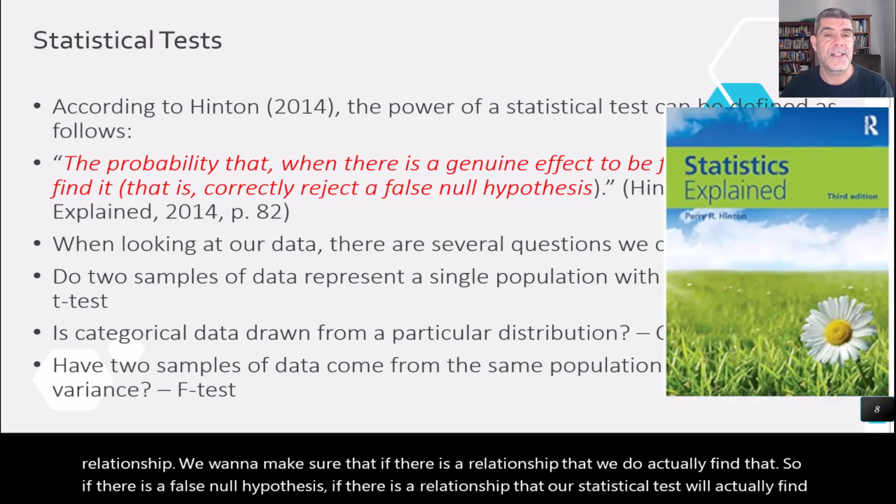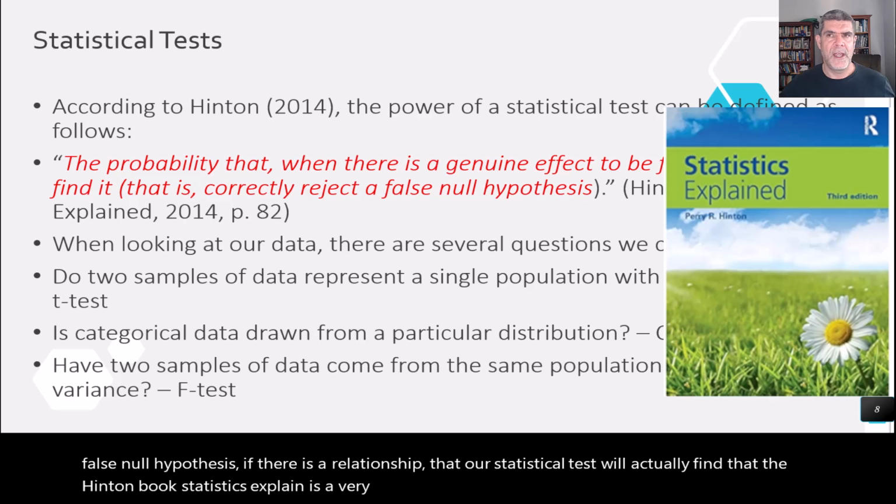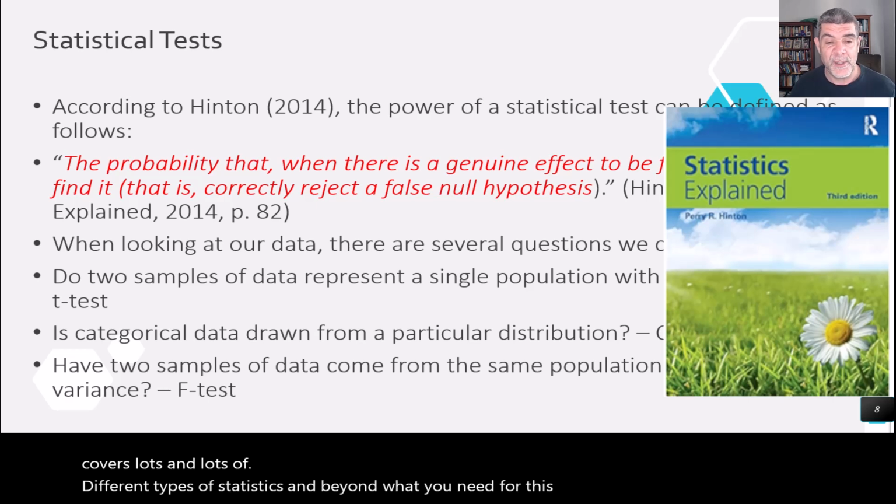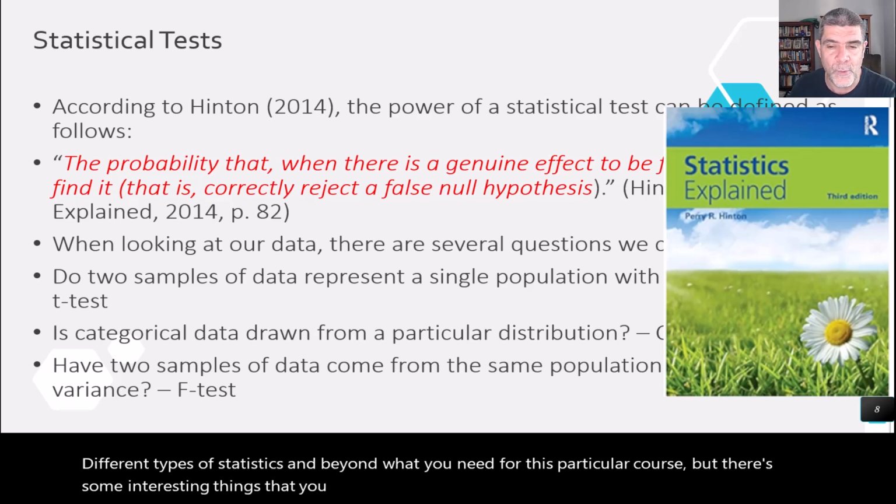The Hinton book, Statistics Explained, is a very, very good book. It's a very complex book, covers lots and lots of different types of statistics and well beyond what you need for this particular course. But there's some interesting things that you can pull out of that if you want to have a look at it.